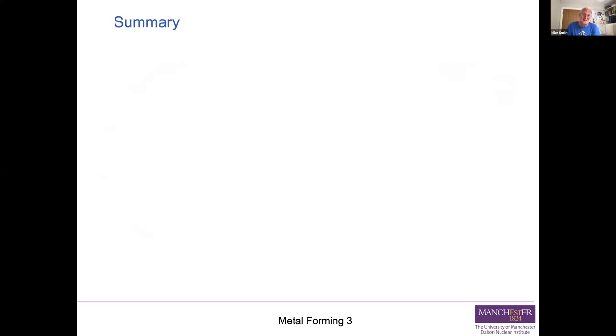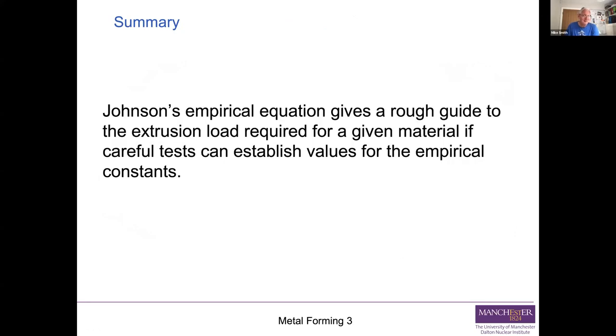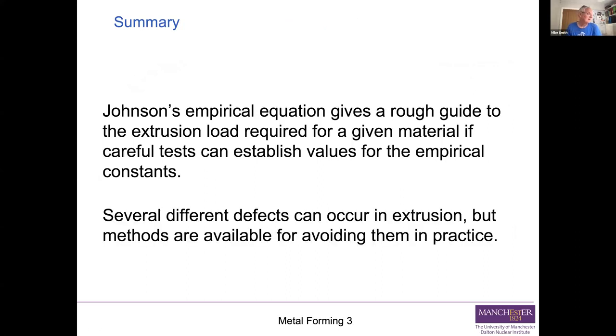Okay. You'll be glad to know we've reached the end. The key message from today is that Johnson's empirical equation gives us a rough guide to the extrusion load required for a given material, if we can do tests to establish values for its empirical constants. The other key message is that there are several different defects that you can get in extrusion, but all 3 of the defects I've shown you have relatively simple workarounds that allow you to minimise their impact on your final extrude.